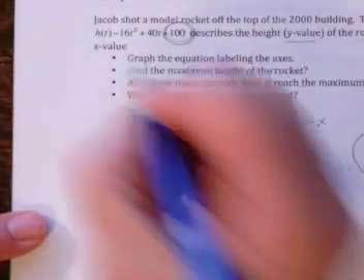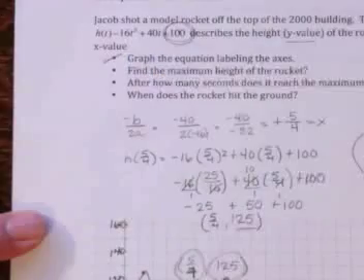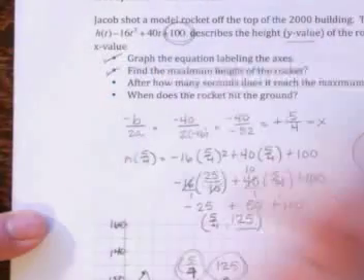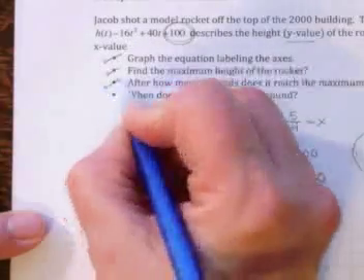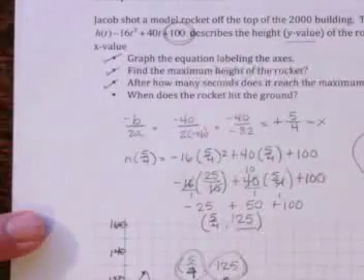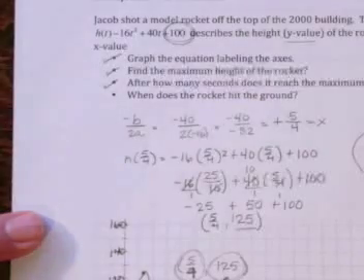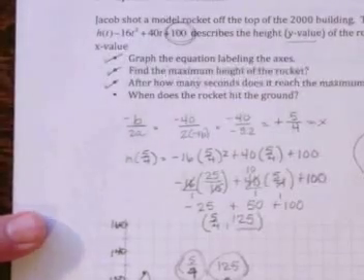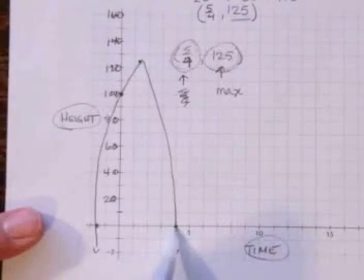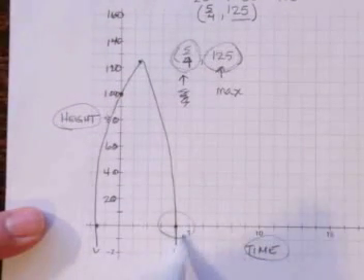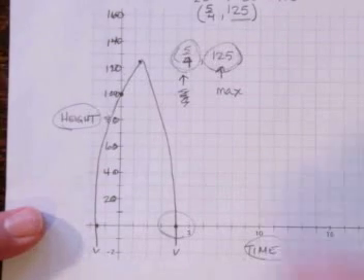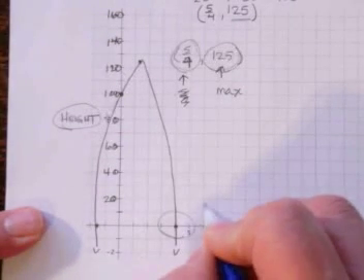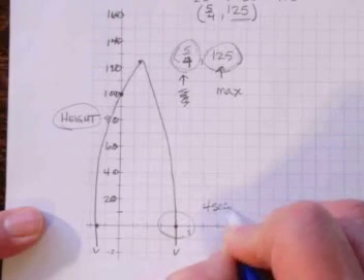So we've graphed the equation, labeling the axes. We've found the maximum height of the rocket, that's the vertex y value. We've found the number of seconds it takes to reach that maximum height, which is our x value. And then the last question says, when does it hit the ground? And that's this guy right here. It is our zero that we found. So it hits the ground after approximately 4 seconds.